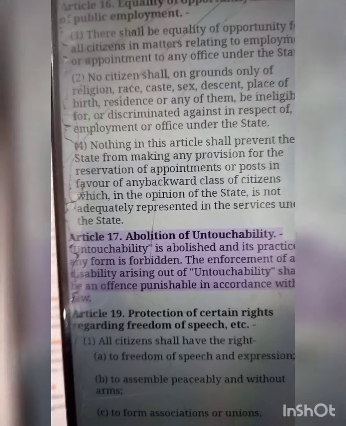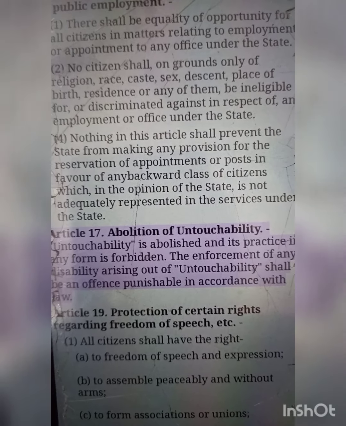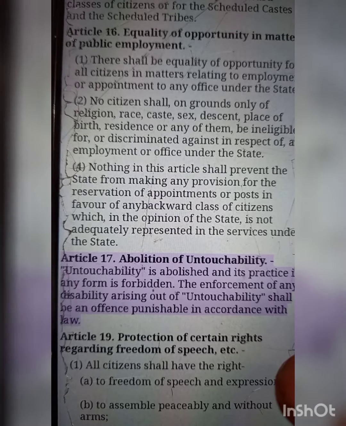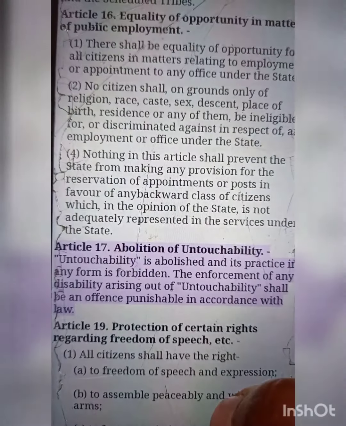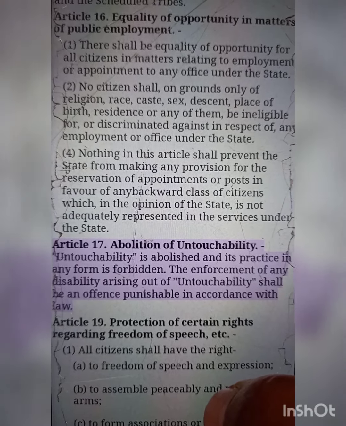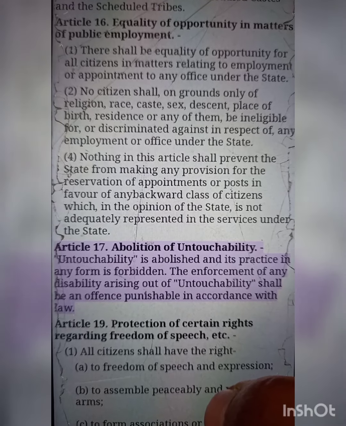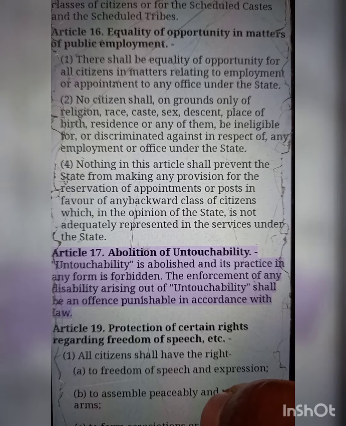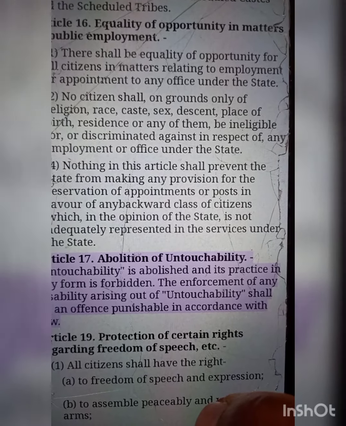Here you can see it is written that Article 17 abolishes untouchability. As you can see here, Article 17 is there abolishing untouchability. Untouchability is abolished and its practice in any form is forbidden. The enforcement of any disability arising out of untouchability shall be an offence punishable in accordance with the law. It is mentioned in such a manner in the Constitution of India.